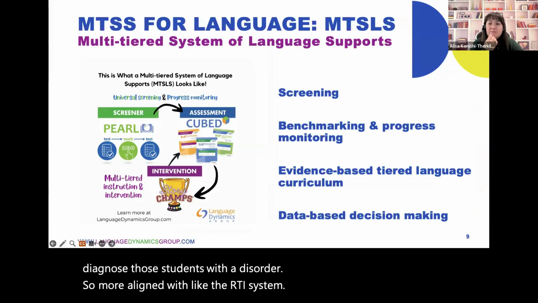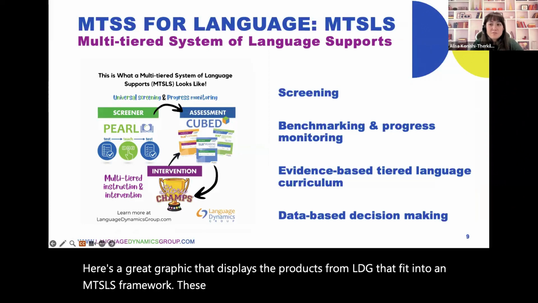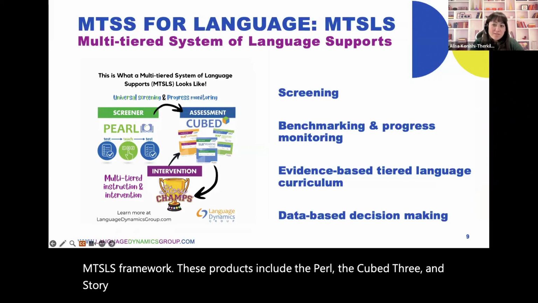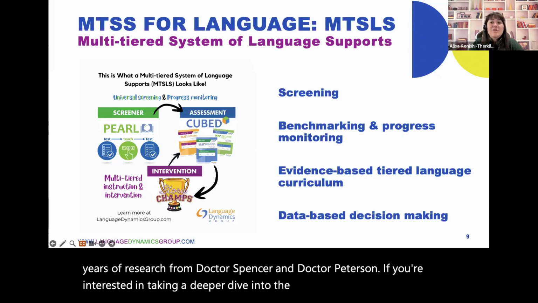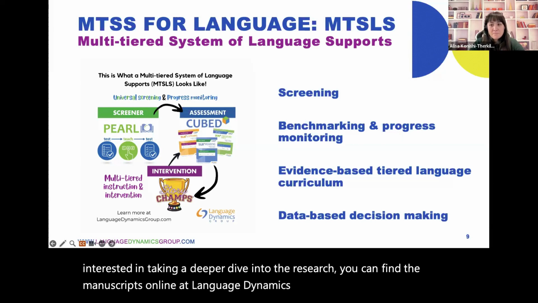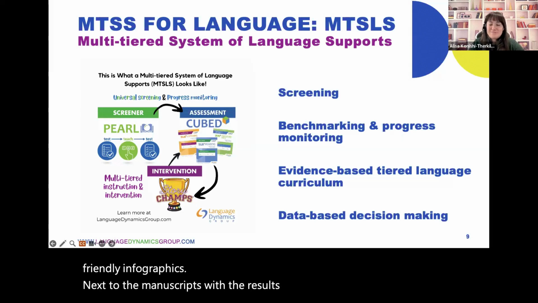Here's a great graphic that displays the products from LDG that fit into an MTSLS framework. These products include the Pearl, the Cubed 3, and Story Champs. Now keep in mind, these products are the result of many years of research from Dr. Spencer and Dr. Peterson. If you're interested in taking a deeper dive into the research, you can find the manuscripts online at languagedynamicsgroup.com. There are also reader-friendly infographics next to the manuscripts with the results of these studies, if that's more your style.